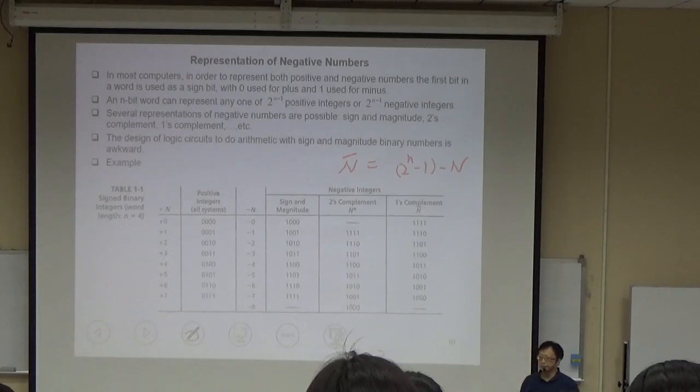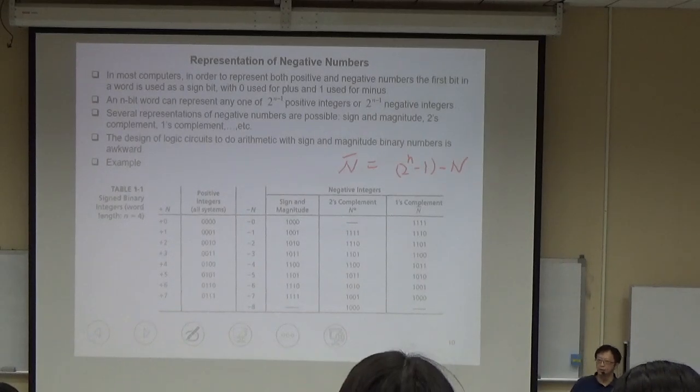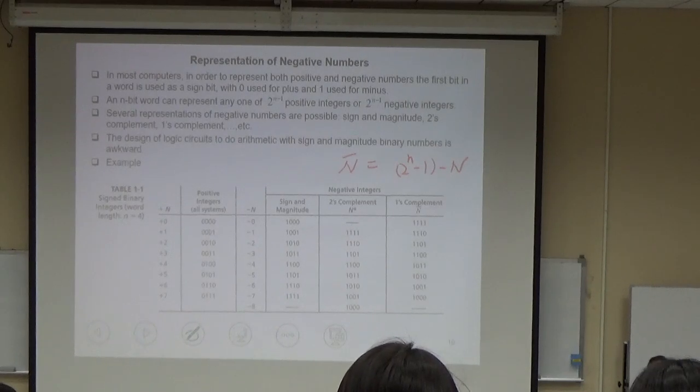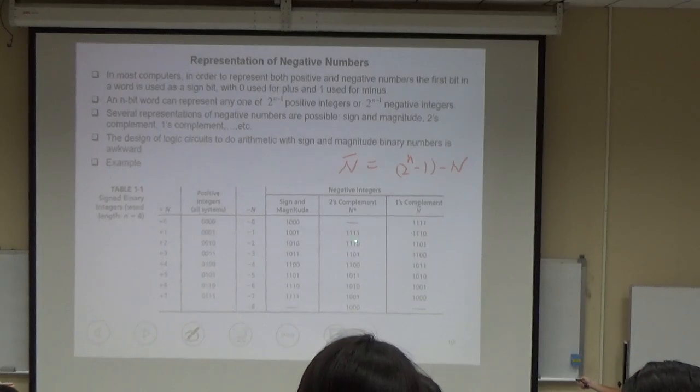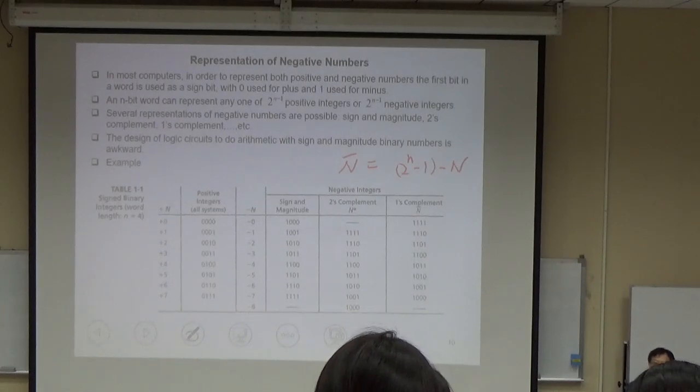About the two's complement. If you obtain the one's complement and add 1, do I have this result? This result plus 1 becomes this one. This one plus 1 will become this one. That's the two's complement, the definition of the two's complement for the negative number.